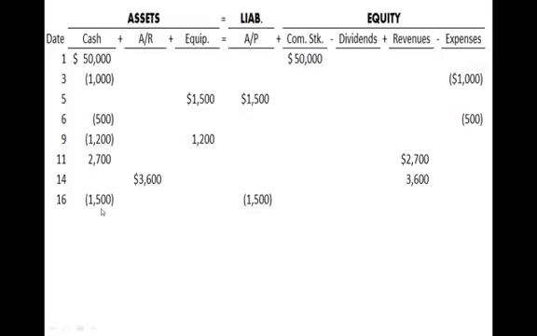That's pretty easy. All right, any transaction that involves cash, think about the cash part first. So we're decreasing cash by $1,500 in order to pay off a debt, a liability known as accounts payable of $1,500.